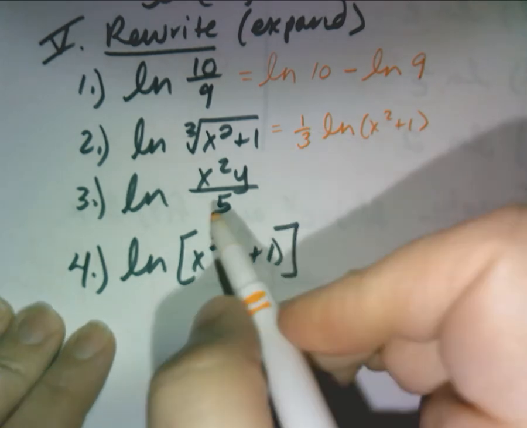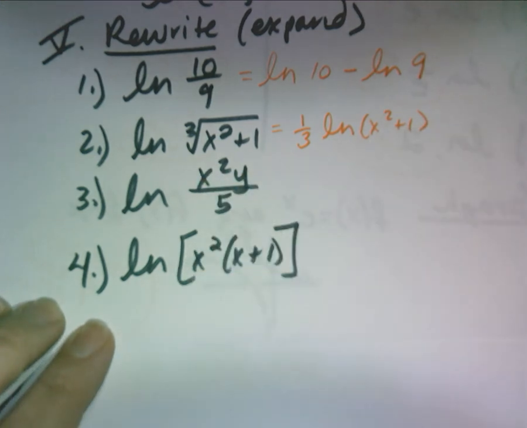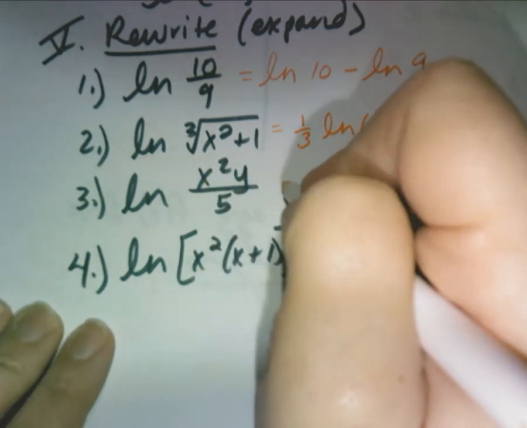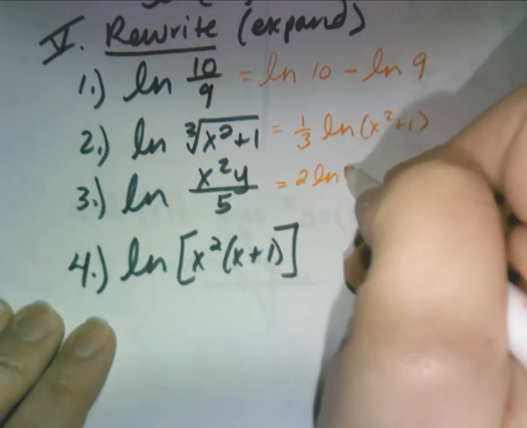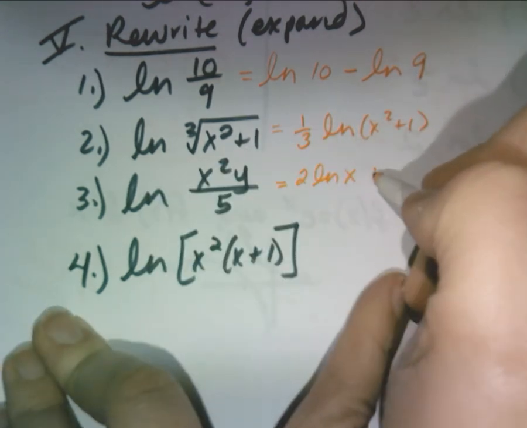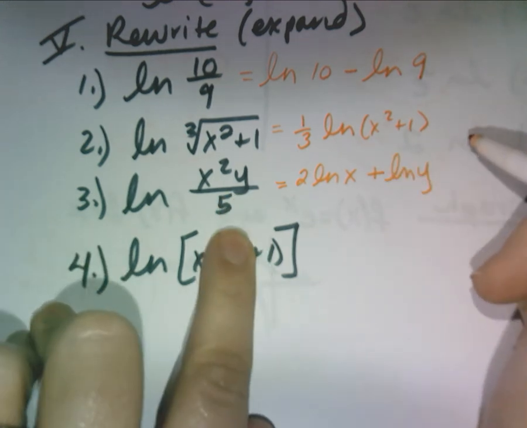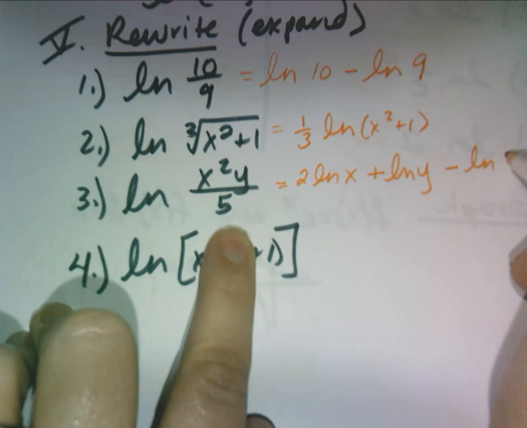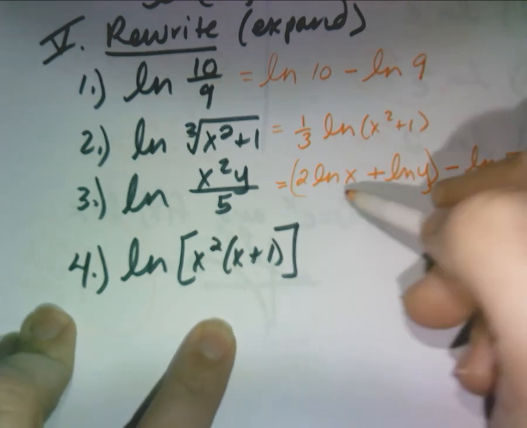Okay. How about this one? A little multiplication, a little power, and a little division. How could I write it? What would go first? 2 ln. The 2 would come in front of the ln x. Then you would add, because you're multiplying it with y. And then you're doing what? Subtracting ln 5. Okay, and you can put these in parentheses if you want to, just to know to do it first.